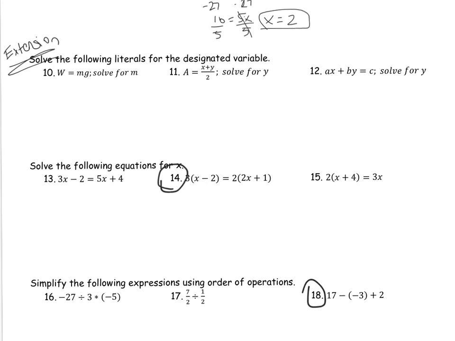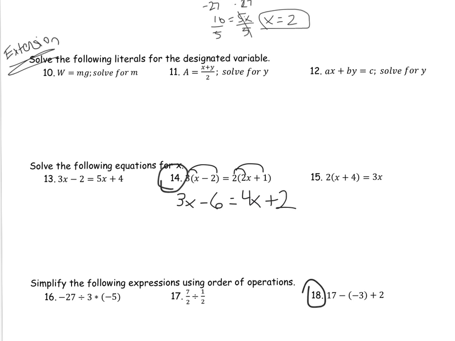Solving an equation with variables on both sides. Well, the first thing you've got to do here is distribute the 3 to both terms in the x minus 2 expression. So we get 3x, and then 3 times negative 2 is negative 6. Distribute the 2 to both terms in that expression, which gives you 4x, and then plus 2.